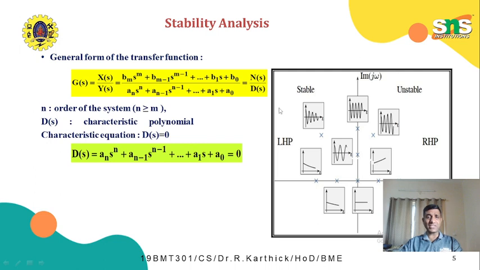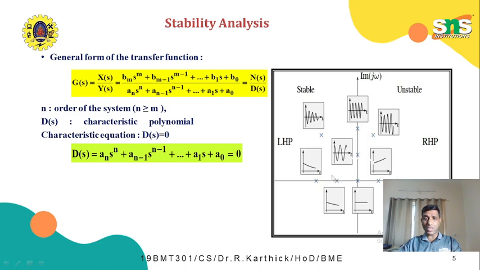When the characteristic polynomial D of s is equated to 0, we call it the characteristic equation. The roots of the characteristic equation determine the stability of the system. This picture clearly shows the stability depending on how the poles are located. You can see the left half of the plane, this is the S-plane. The left hand side of the plane is called the LHP, the left half plane.